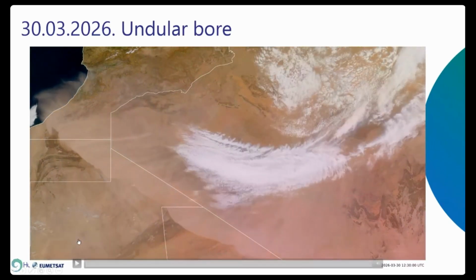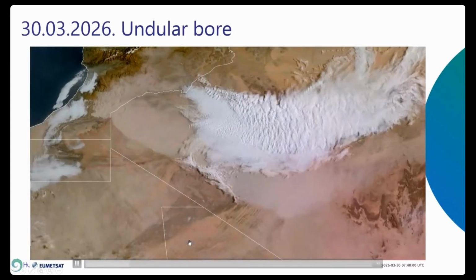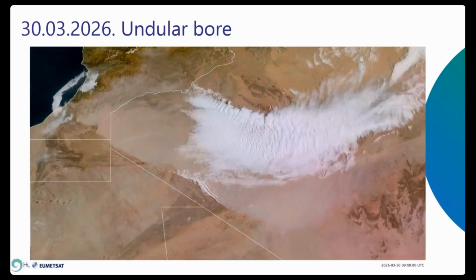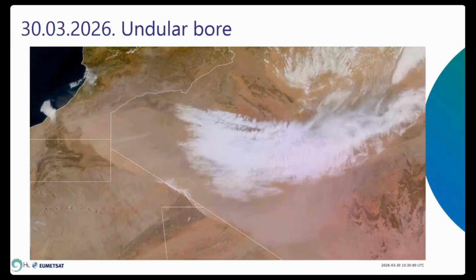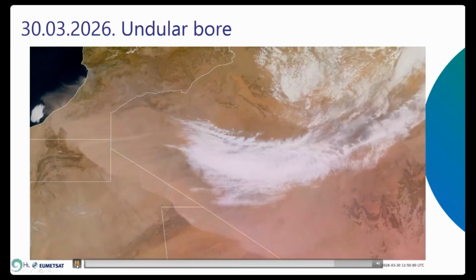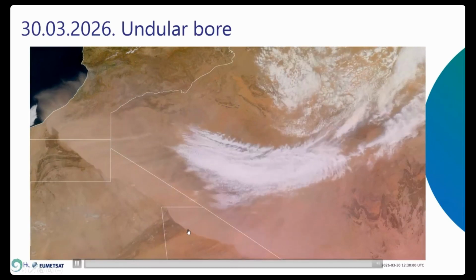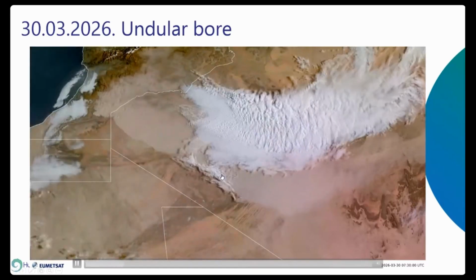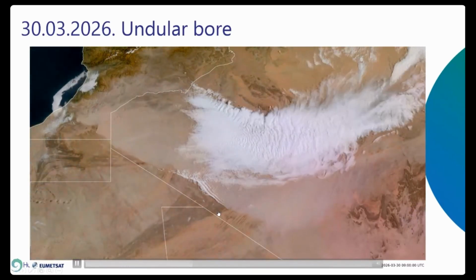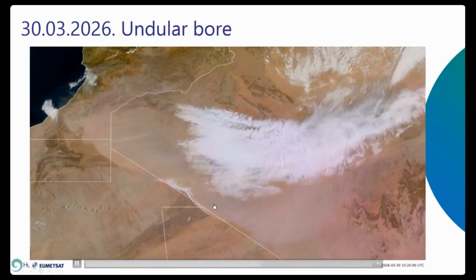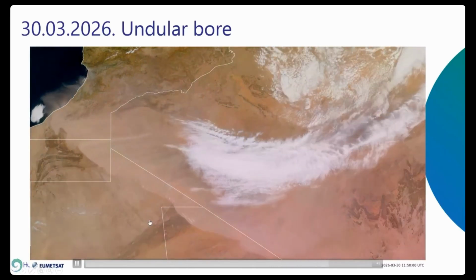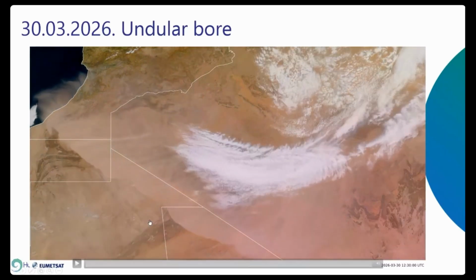This happens when two different air masses collide and there is this wave going through. There is also a very nice training module on different waves in the atmosphere, explaining what undular bores are and how they are formed. Basically you need two different air masses to collide to form this wave.